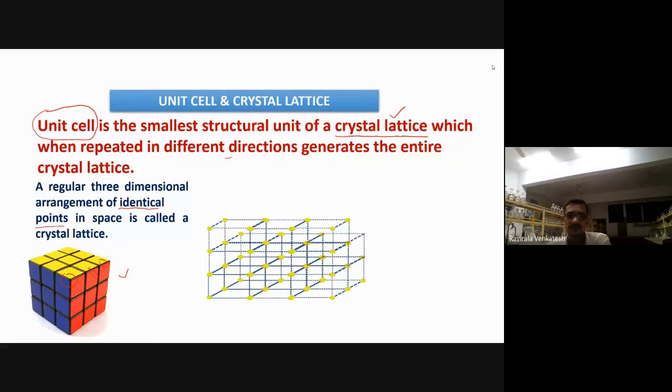After that arrangement, finally, we get a shape. This is the shape we got. Now, what are you calling this? Crystal lattice. Now, how did we get this crystal lattice? A regular three-dimensional arrangement of identical points in space is called a crystal lattice. So just remember the definition here.